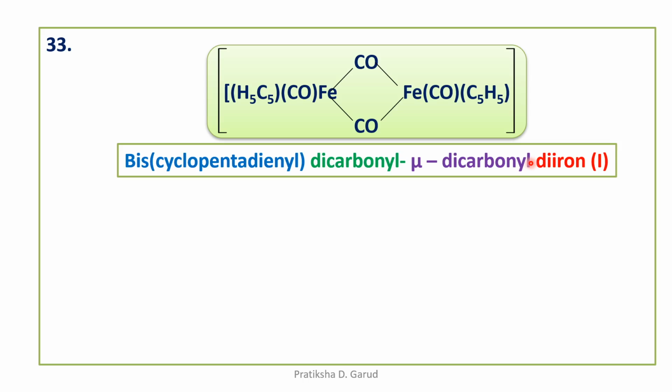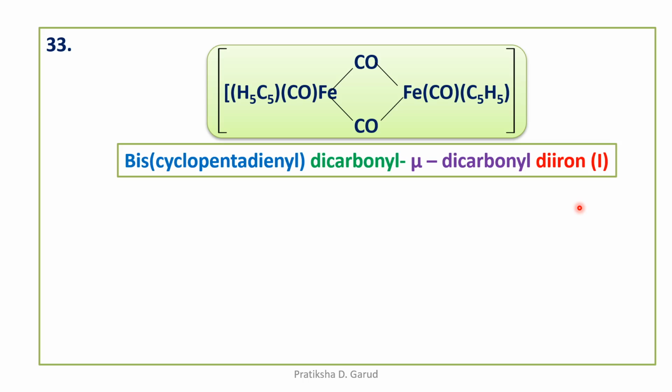It is bis. Bis means it is a polydentate ligand. Bis cyclopentadienyl. This C5H5 is known as the cyclopentadienyl. There are two, therefore it is bis cyclopentadienyl. Then these two carbonyls are written as dicarbonyl. The bridging carbonyls are named as mu dicarbonyl. Then there are two irons, therefore diiron with the oxidation state 1. Okay, so it is bis cyclopentadienyl dicarbonyl mu dicarbonyl diiron(I).